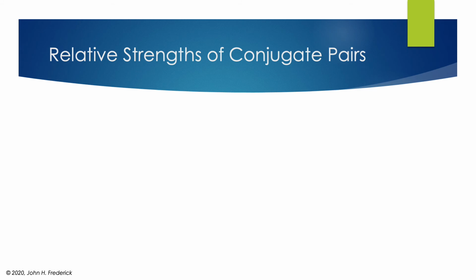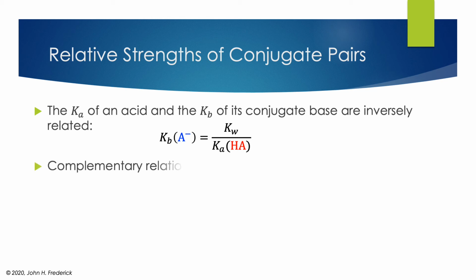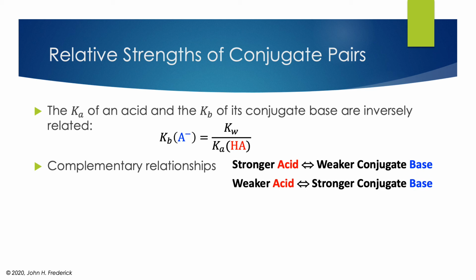So let's see what this implies, though, about the relative strengths of these things. So they're inversely related. That's what this relationship means. So that means that if Ka is big, then Kb will be smaller. And if Ka is small, Kb will be larger. So that tells us that we have these complementary relationships, that if it's a stronger acid, its conjugate base will be comparatively weaker. If it's a weaker acid, then the conjugate base will be comparatively stronger. So this is a way that we can not only compare the strengths of weak acids with one another, but we can also compare the relative strengths of their conjugate bases with one another.